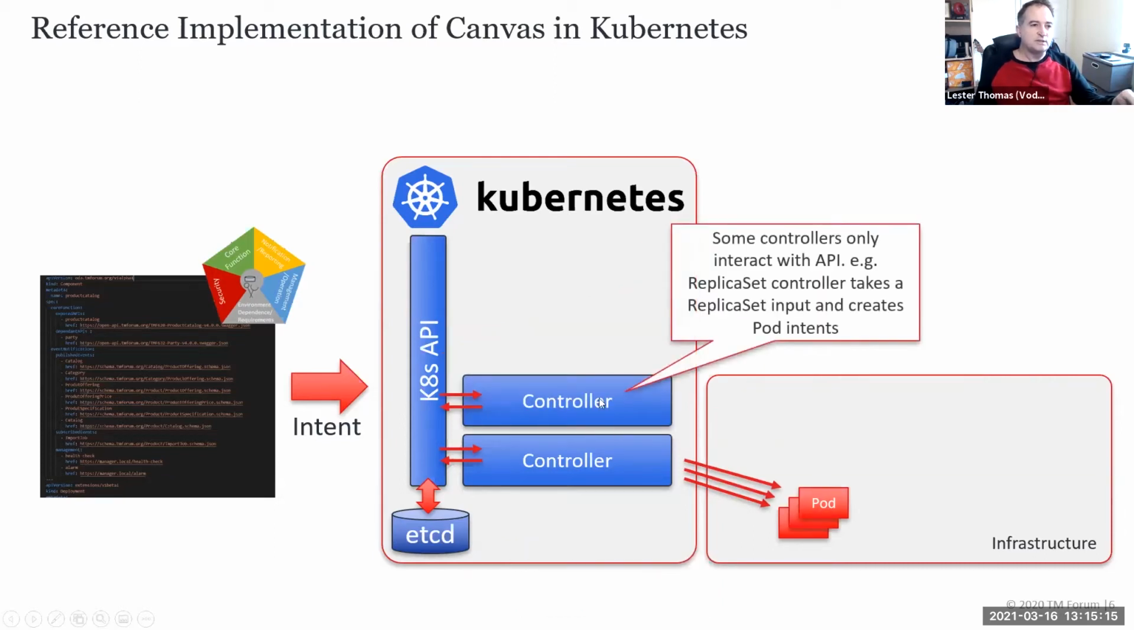Then there are other resources. For example, there's a resource called a replica set, where if you say I want a replica set, you're basically saying I want 2 pods or 3 pods. An interesting thing about the replica set is it doesn't actually create any infrastructure. If you create a replica set saying I want 3 pods, this controller will interact back with the Kubernetes API and create 3 pod resources. And then the controller for the pods actually creates the infrastructure changes for those pods.